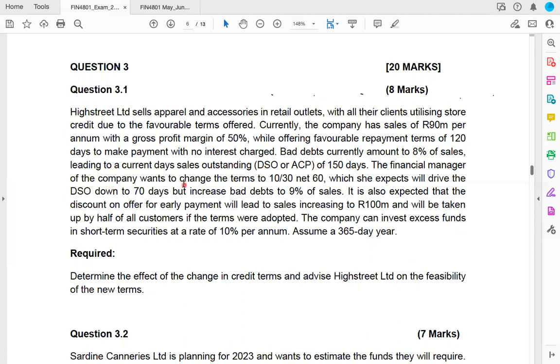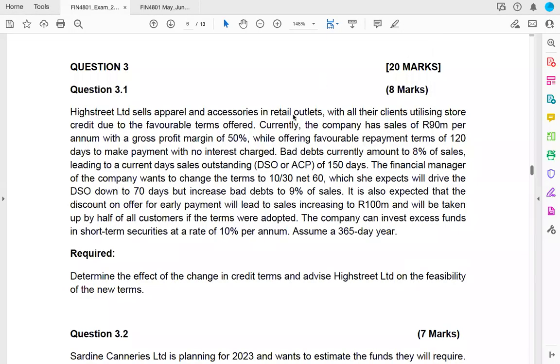The financial manager of the company wants to change the terms to 10/1386. Remember what this means, right? I just want to explain some of these concepts before I continue. This means if credit debtors settle their account in 10 days, they get a 30% discount, right? But they are supposed to settle their account within 60 days.